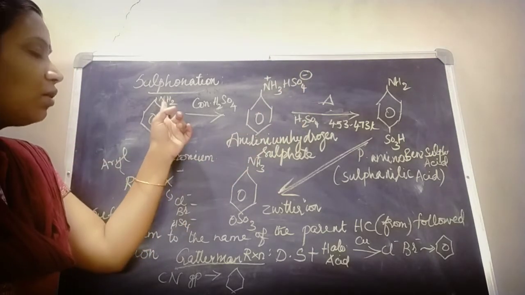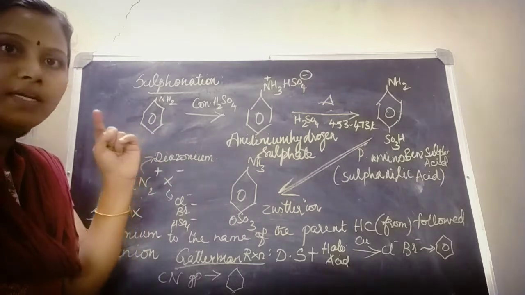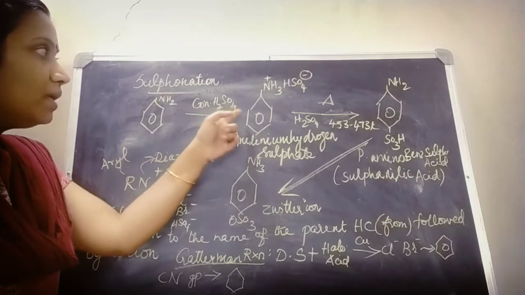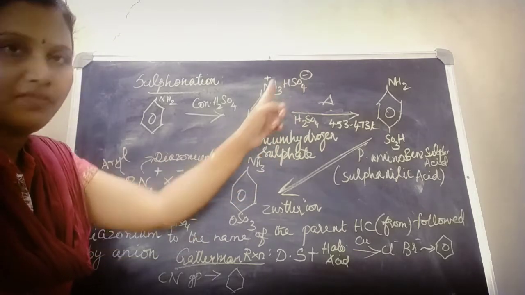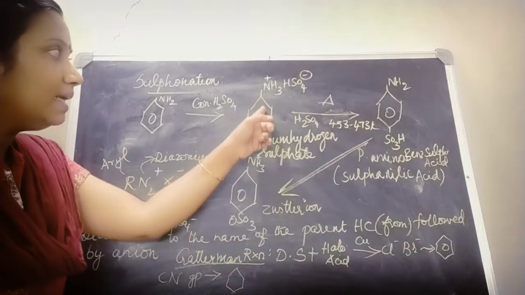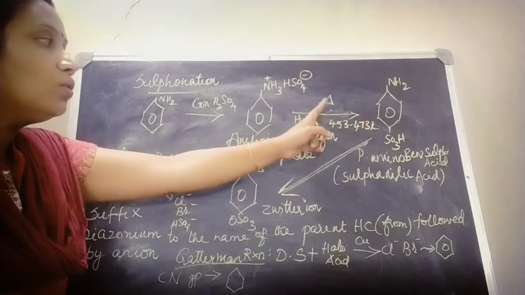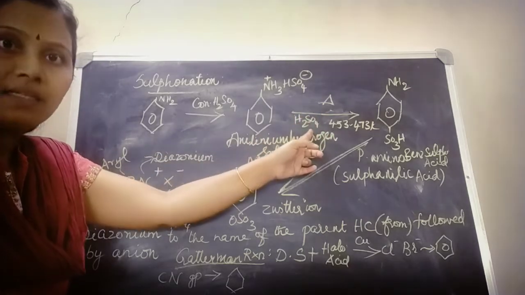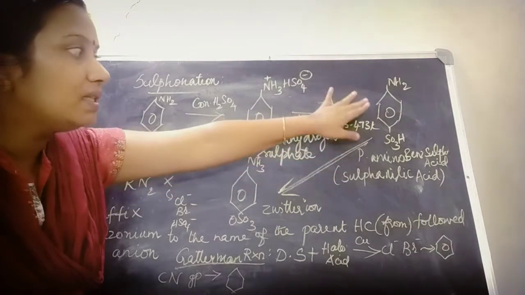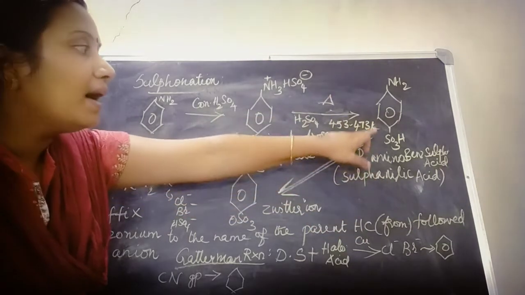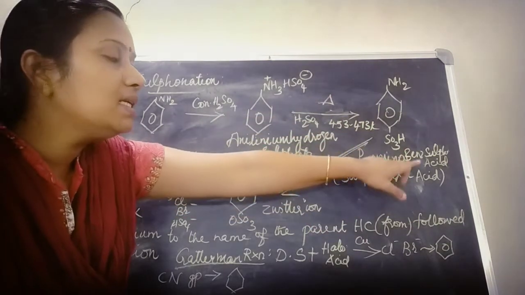What is the name of this structure? If benzene along with NH3 is present, I told you it is called anilinium. So here also NH3 plus is there. So it is anilinium hydrogen sulfate. So what is this product? Anilinium hydrogen sulfate. When you heat this in the presence of sulfuric acid at 453 to 473 Kelvin temperature, then you will be getting para amino benzene sulfonic acid.